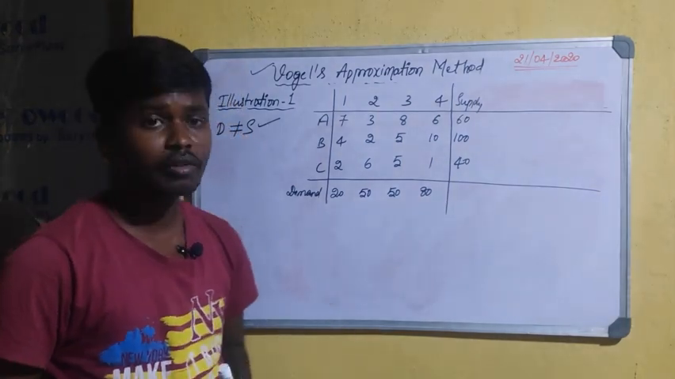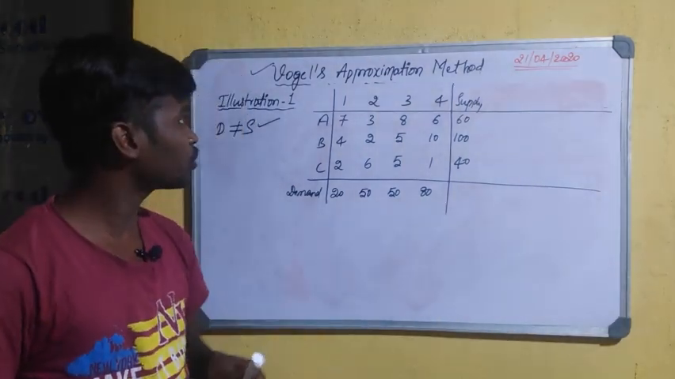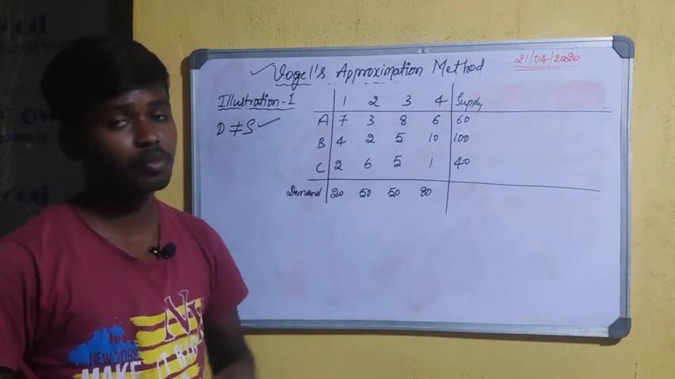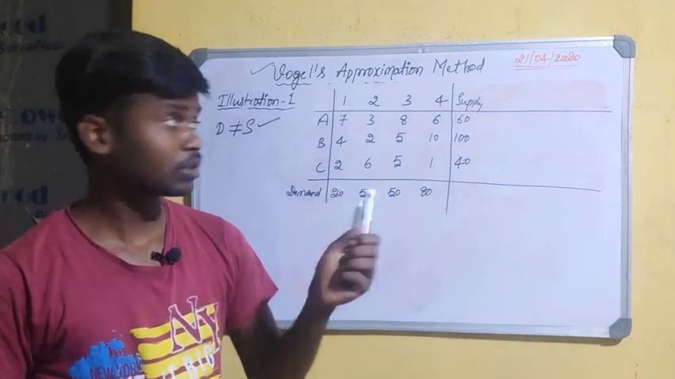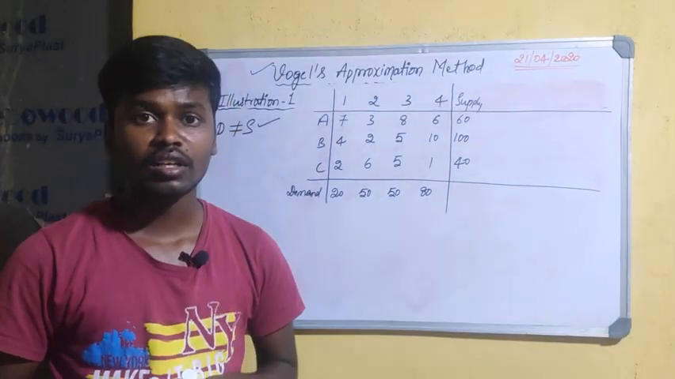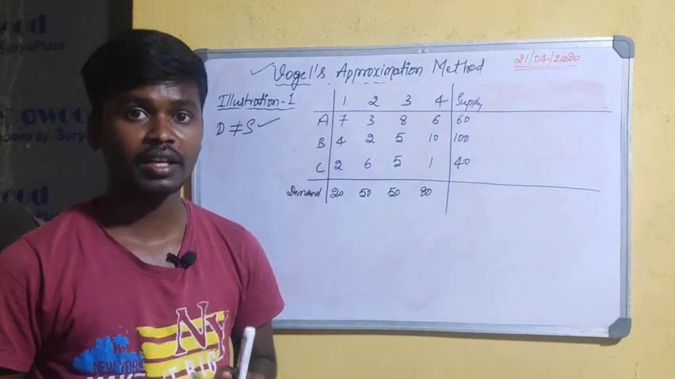In this session we are going to calculate the total transportation cost under Vogel's approximation method. In previous videos I explained the northwest corner method and also the least cost entry method.